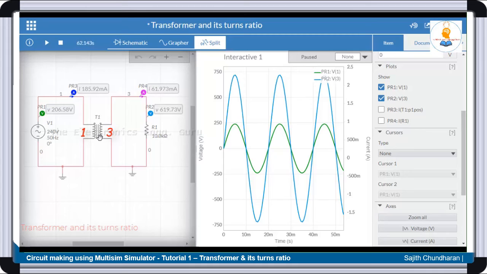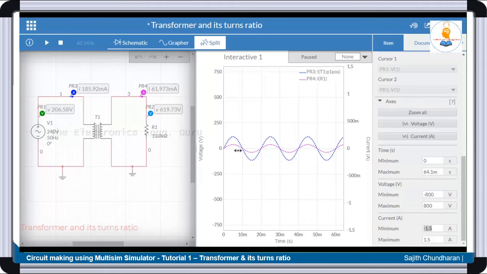And how is it a step up transformer? Here we have already identified initially the turns ratio. We have given it as 1:3. So that itself tells that this transformer must act as a step up transformer. If we had given a 3:1 turns ratio, then it would become a step down transformer. If the input voltage was 250 volts, the output voltage would be 1/3 of the input voltage.